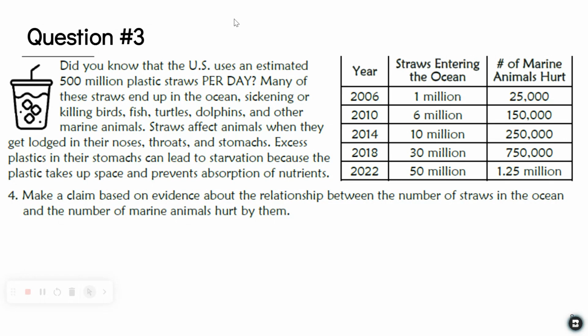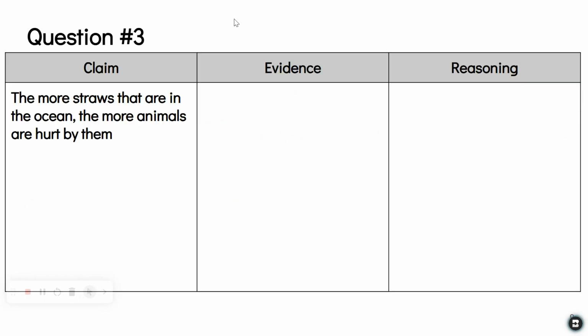Okay, if you are unpausing, that means that you have completed your claim, evidence, and reasoning that connects the number of straws in the ocean to the number of marine animals hurt by them. So your claim would be something similar to the more straws that there are in the ocean, the more animals are hurt by them.